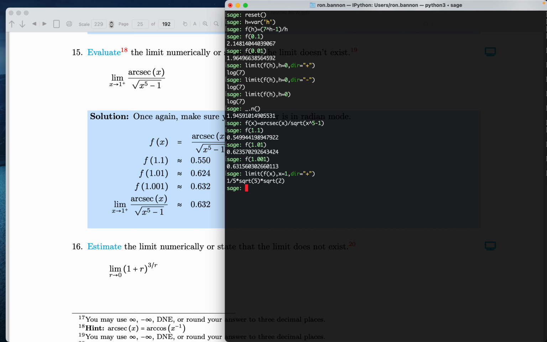And I get this over here. And someone looks at that and says, I don't understand why that's so different than what we have over there. What I'm going to do is approximate it, just like I did before, the underscore. Let me repeat this. The underscore is the output from the prior input. So that underscore really means 1/5 times the square root of 5 times the square root of 2.